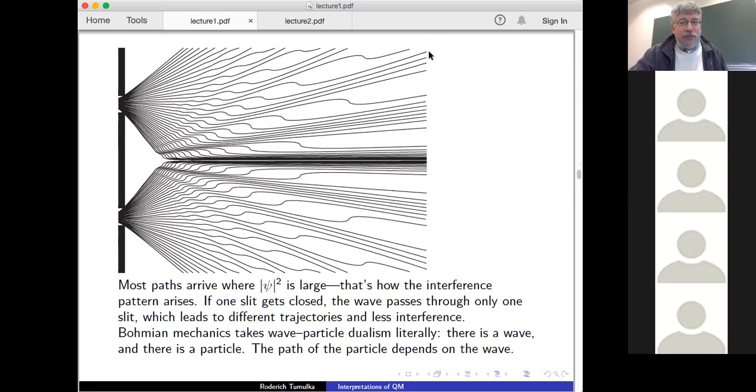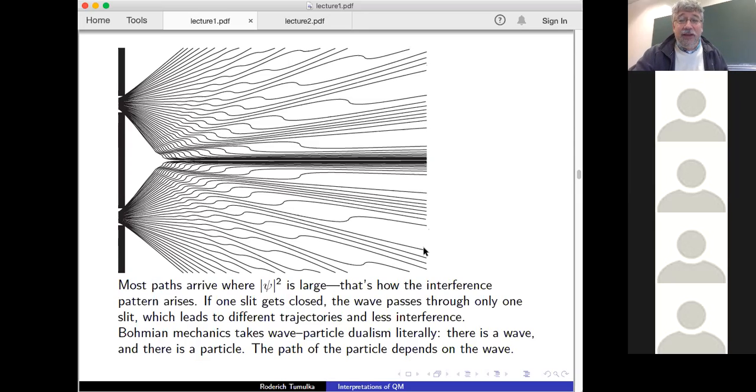You see that there are some regions where lots of particles arrive. There are other regions where very few particles arrive. Few trajectories means the probability of arrival there is small. If you repeat the experiment over and over, you will have few particles arriving in this region.